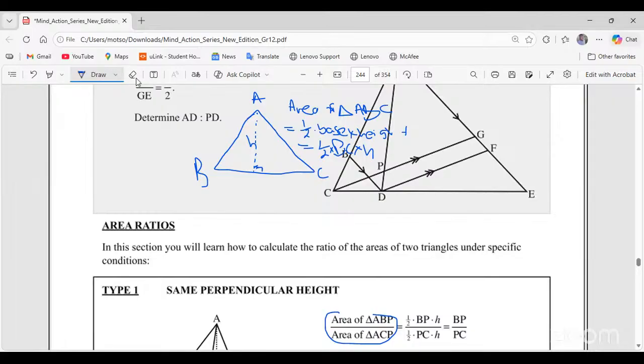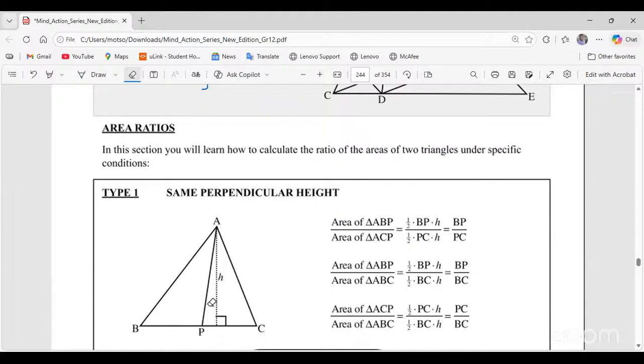Yes, now let's go and see what this type is saying again. They gave us some triangle here, triangle ABC. That is a bigger triangle. We also have some other triangles, because they divided the bigger triangle into two other triangles. So we also have triangle APC and triangle ABP here, we can see. But all these triangles have the same height H here, because this height is perpendicular to the base.